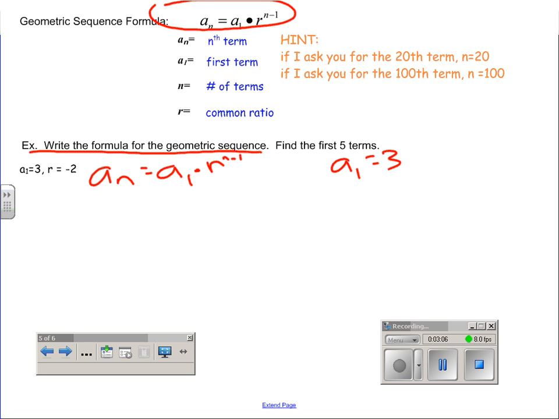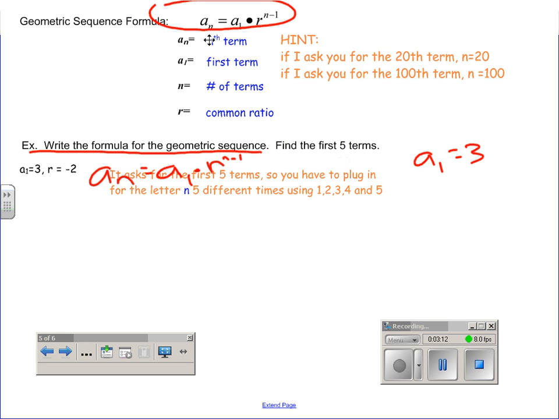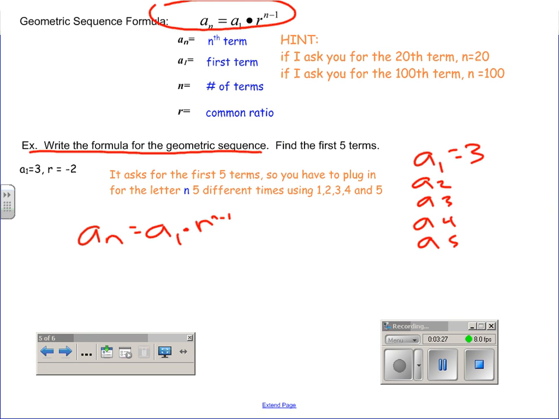Remember, if we ask you for the first 5 terms, you have to plug in the letter n 5 different times using 1, 2, 3, 4, and 5. A1 was given. You're still going to have to do A2, A3, A4, and A5.